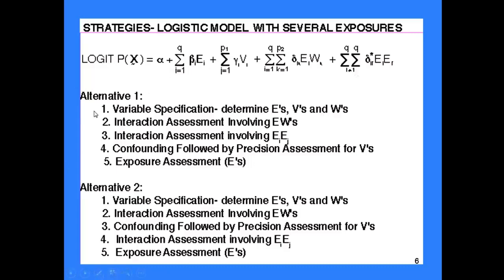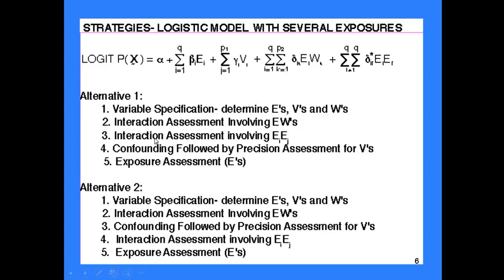And then I said there may be some other ways to do this, but there are two alternatives that I talked about, how you would go about analyzing or going about the modeling strategy for dealing with this situation. Both of these alternatives started the same way, with variable specification, and then the second step involved evaluating the interactions between the exposure variables and functions of the C variables. That would be EW variables. But the two alternatives differed in what the third step was.